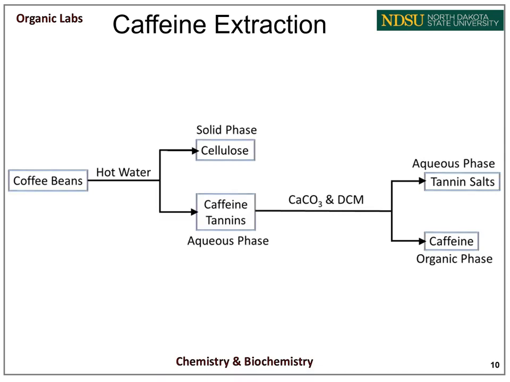To summarize the extraction of caffeine from coffee beans, we first add hot water to the coffee beans to separate the cellulose from the caffeine, leaving the cellulose in the solid phase and the caffeine and tannins in the aqueous phase. Then calcium carbonate is added to produce the tannin salts, and methylene chloride is also added. Methylene chloride is also known as dichloromethane, which is abbreviated as DCM. This then separates the tannin salts, which stay in the aqueous phase, from the caffeine, which goes into the organic phase.